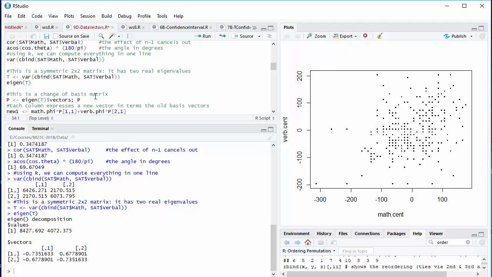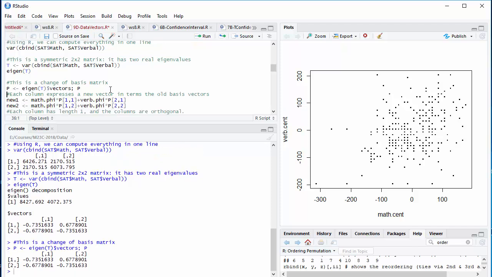Now I'm going to switch to a new basis, a basis of eigenvectors, which are going to be orthogonal. So let me get the vectors back and give the resulting matrix a name, and there's only one choice for the name. This is a change of basis matrix, so we call it P, and each column of the matrix expresses a new basis vector, an eigenvector, in terms of the original basis vectors, math score and verbal score.